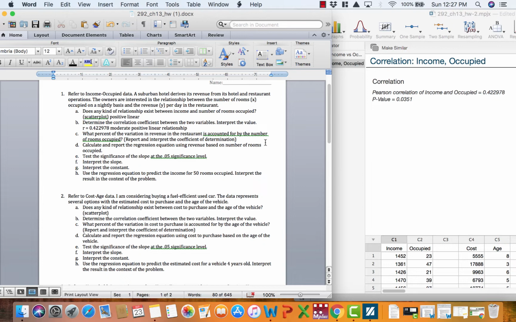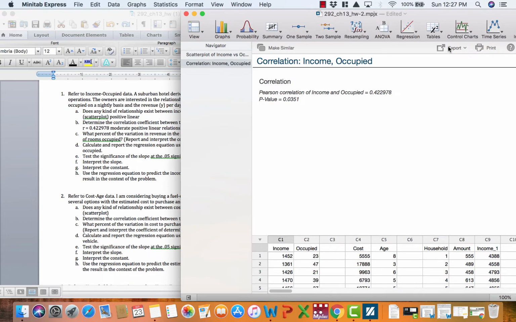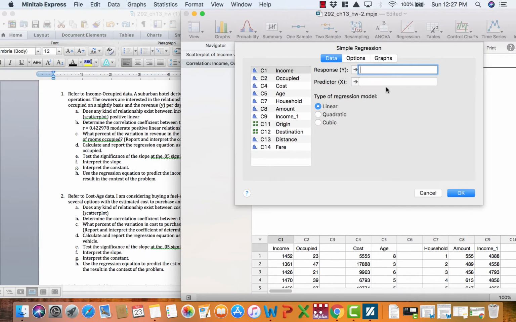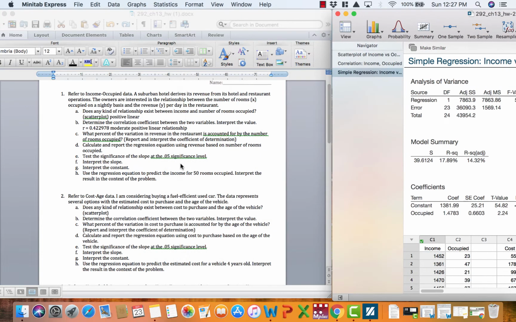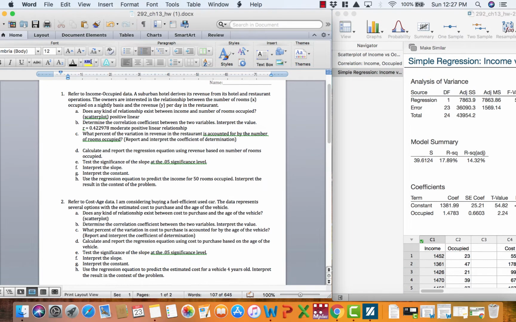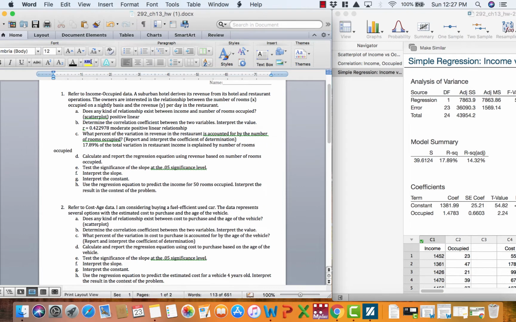What percent of the variation in revenue in the restaurant is accounted for by the number of rooms occupied? Report and interpret the coefficient of determination. We want the coefficient of determination here, that's R squared, and we need to run the regression in order to find that. So we're going to go into regression, simple regression. Income's our Y, occupied is our X, and we say okay. Here is our R squared, this 17.89%. So we're going to say 17.89% of the total variation in restaurant income is explained by number of rooms occupied.